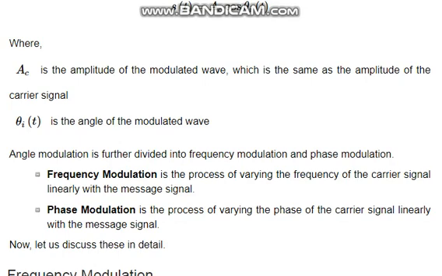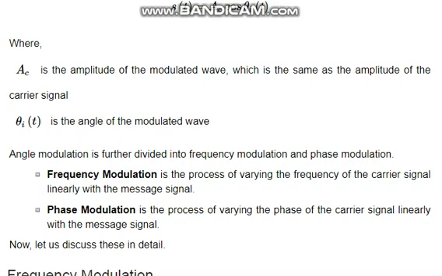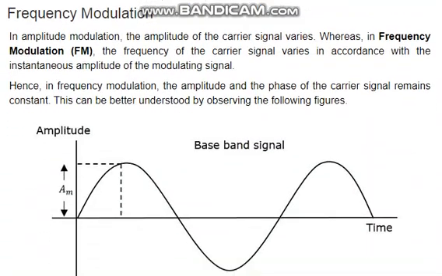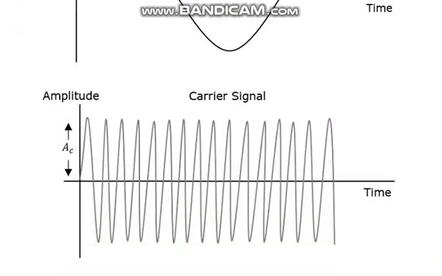In that particular section, frequency modulation is the process of varying the frequency of the carrier signal linearly with the message signal, and phase modulation is the process of varying the phase of the carrier signal linearly with the message signal. So now we start the discussion of frequency modulation. In amplitude modulation, the amplitude of the carrier signal varies, but in frequency modulation, the frequency of the carrier signal varies in accordance with the instantaneous amplitude of the modulating signal. That means the amplitude will not be varied unless the frequency changes.